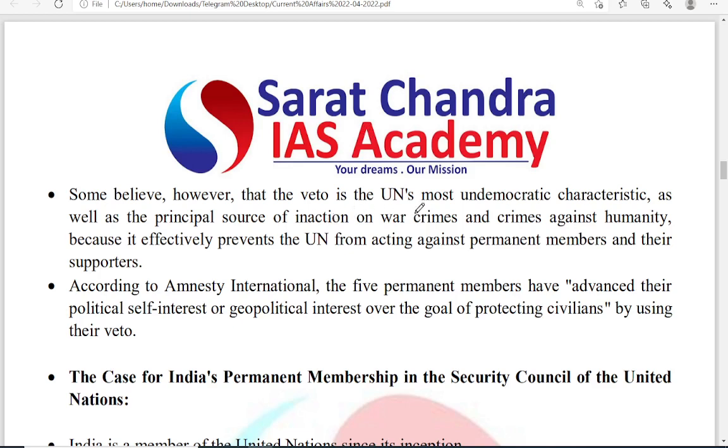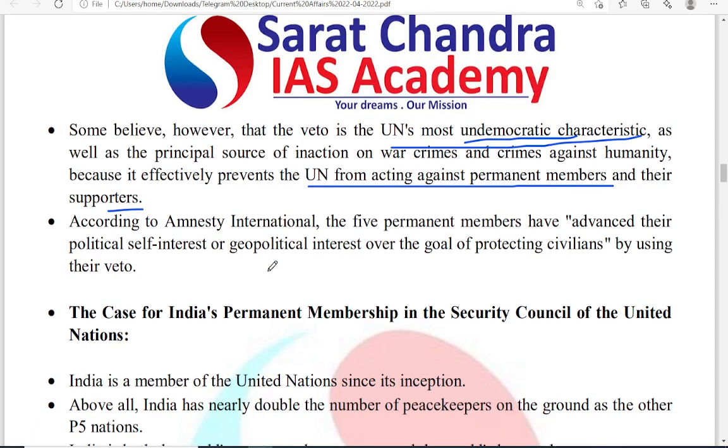However, the veto is the UN's most undemocratic character, because it effectively prevents the UN from taking any action against the permanent members. For example, today Russia is waging a war against Ukraine. The United Nations is there to protect peace in the world, peace and human development, so it is the responsibility of the United Nations to stop the war or act against Russia. But Russia being a permanent member, the UN cannot act against a permanent member and their supporters. That is the reason why the UN could not pass any resolutions which are vetoed by Russia.